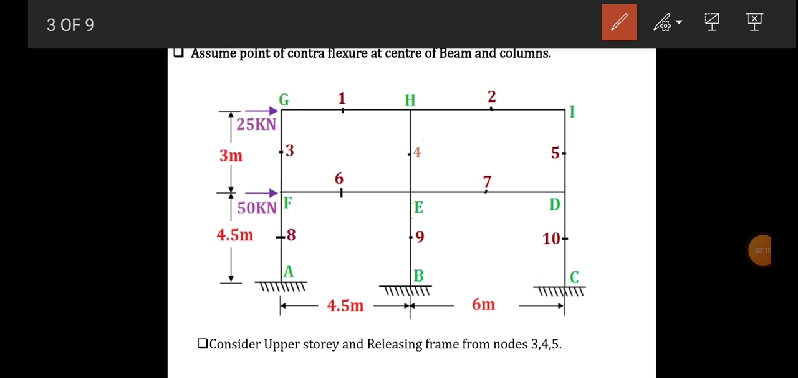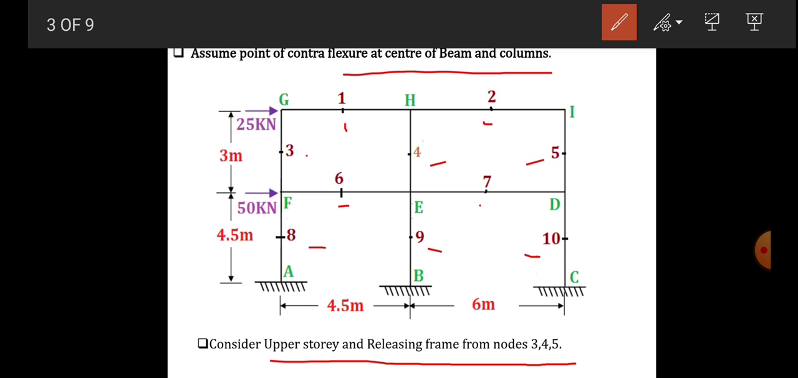Assume point of contraflexure at the center of the beam and column. So these are the points of contraflexure 1, 2, 3, 4, 5, 6, 7, 8, 9, 10. These are the points of contraflexure which are shown at the mid of the beam and at the midpoint of the column. Now let's consider the upper story by releasing the frame from node 3, 4, 5, and consider only the upper part.